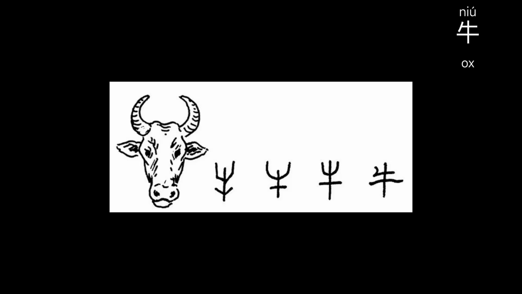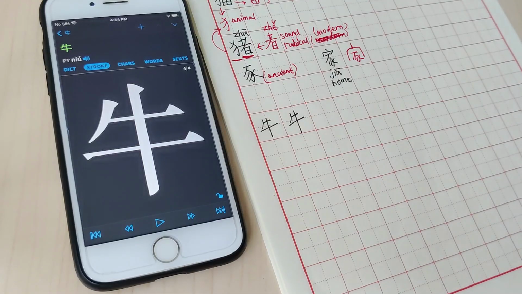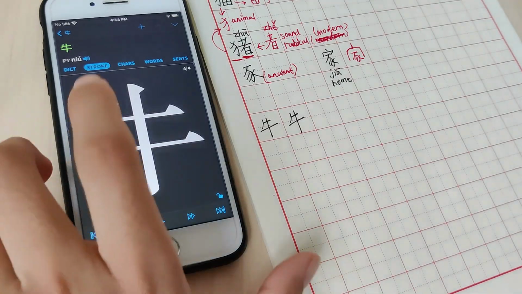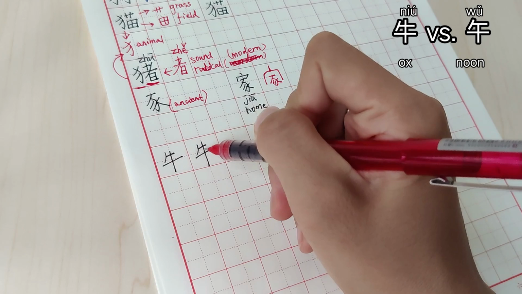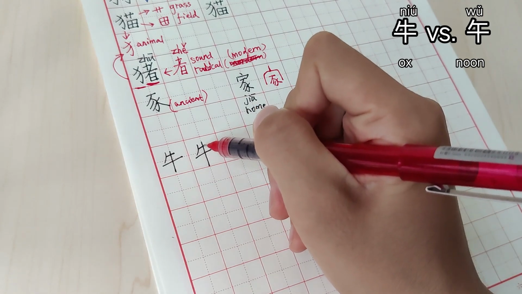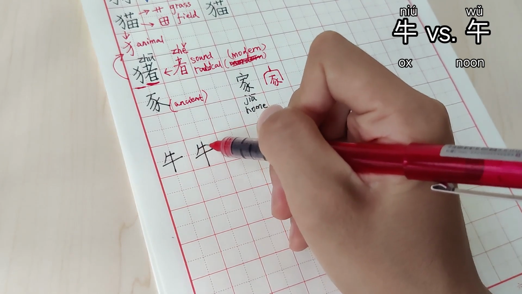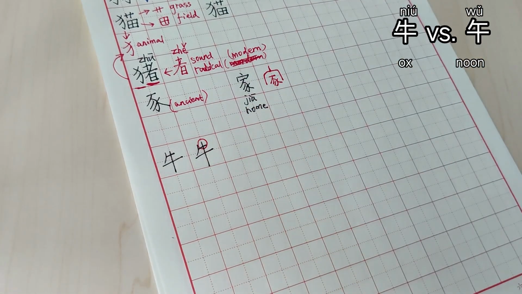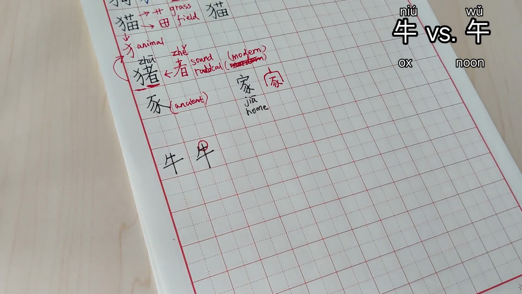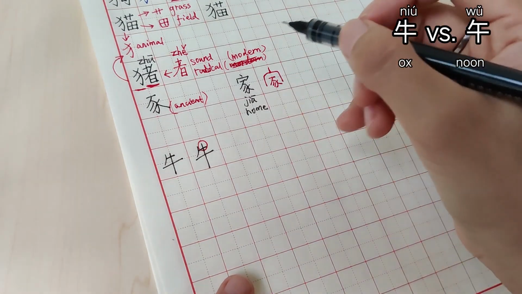Here is a picture of the evolution of the hanzi, 牛. There's one thing that you need to pay attention to, which is that in the 牛, this vertical stroke goes across the horizontal stroke. Okay, so here is a cross. And there is another hanzi that looks quite similar to the 牛, which is the 五.